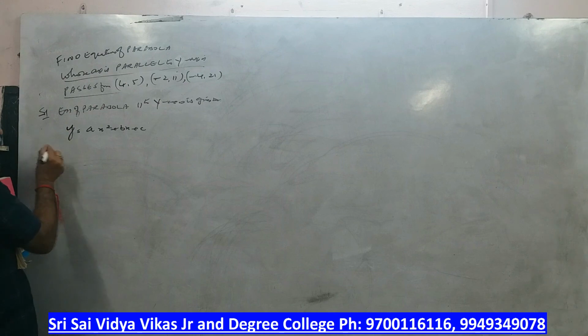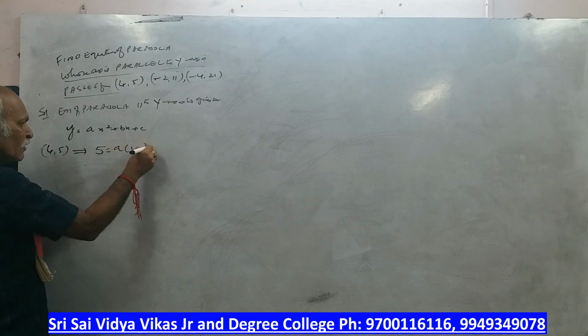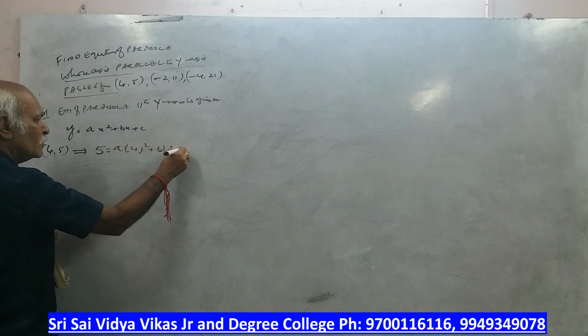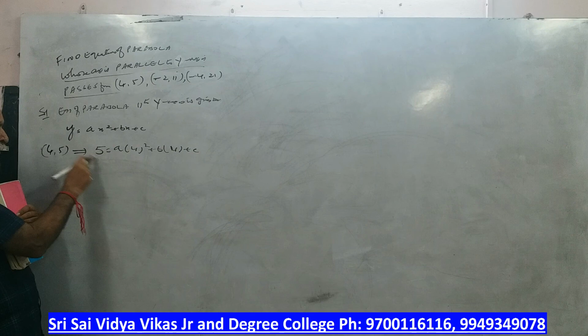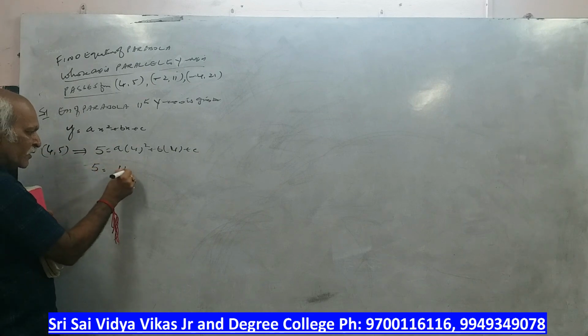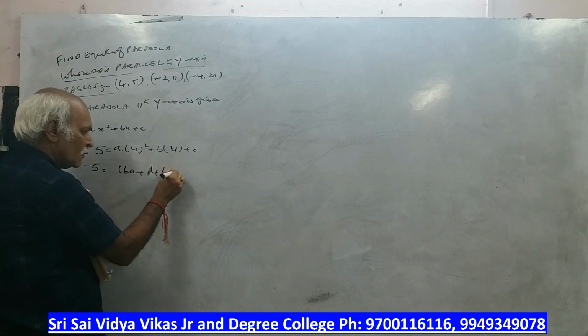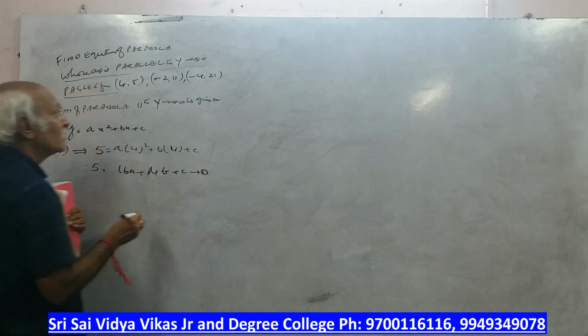Now what is the first point? Look here, 4 comma 5. So we have to write the y value here. 5 is equal to a into 4 square plus b into 4 plus c. Here we have to write y values, not x values. This is very, very important. 5 is equal to 16a plus 4b plus c. Right? Next step.